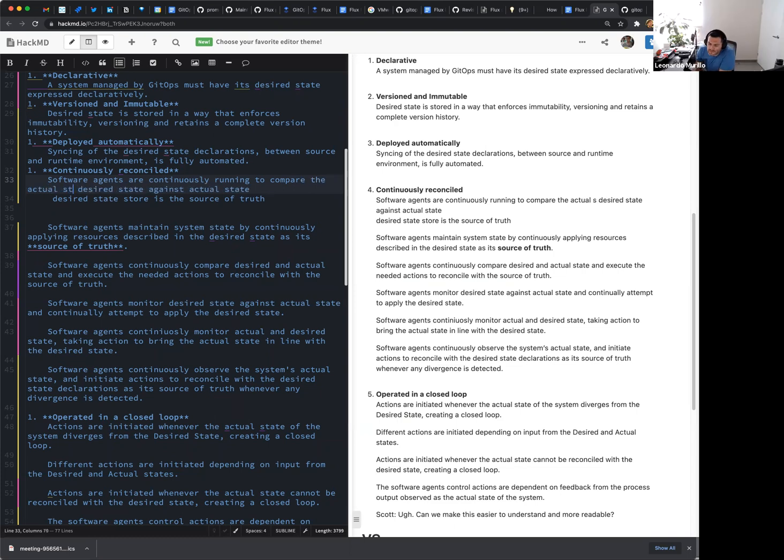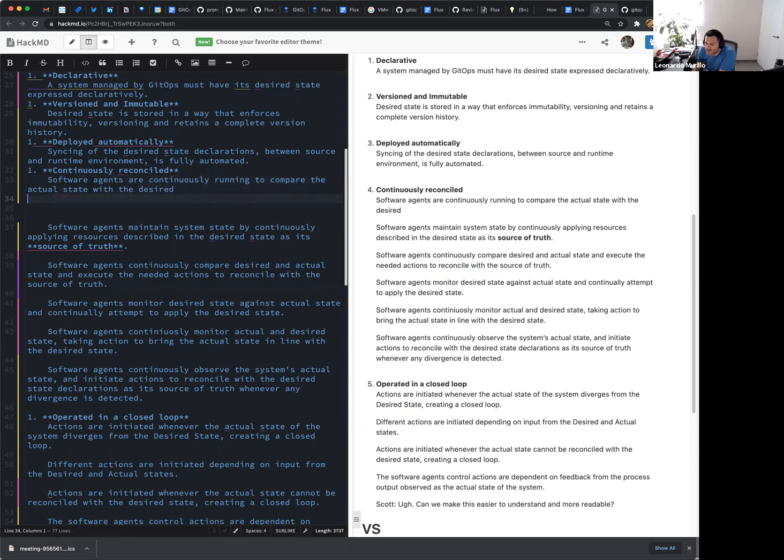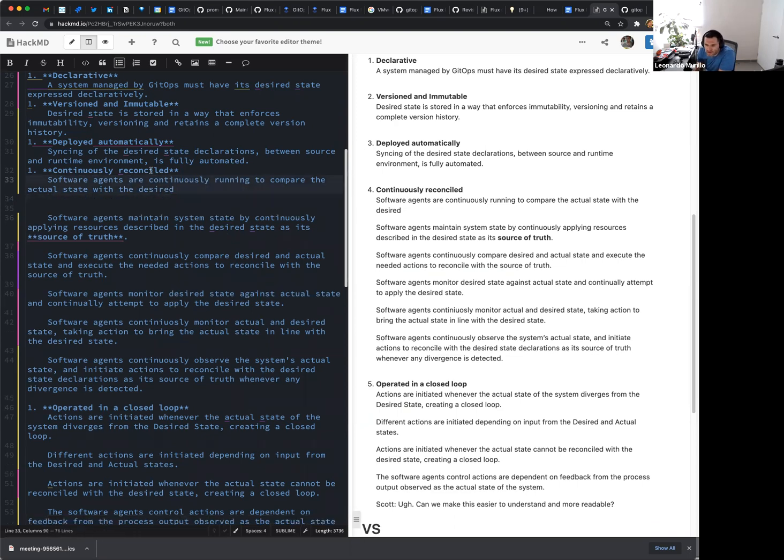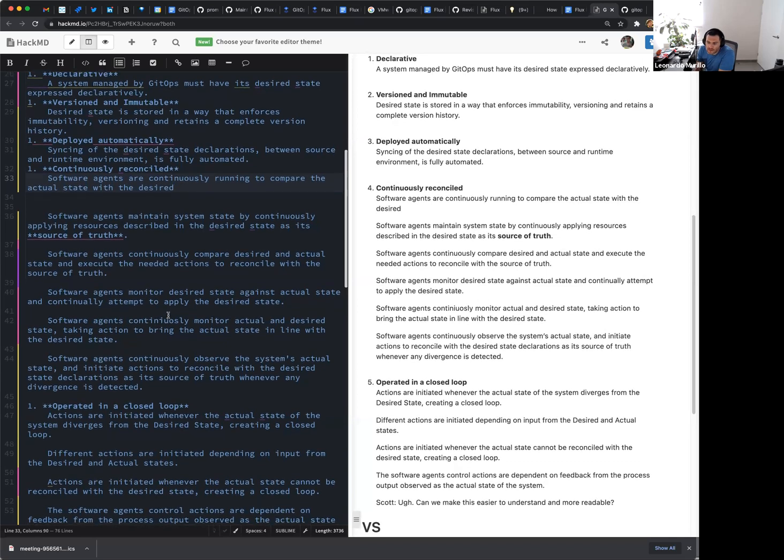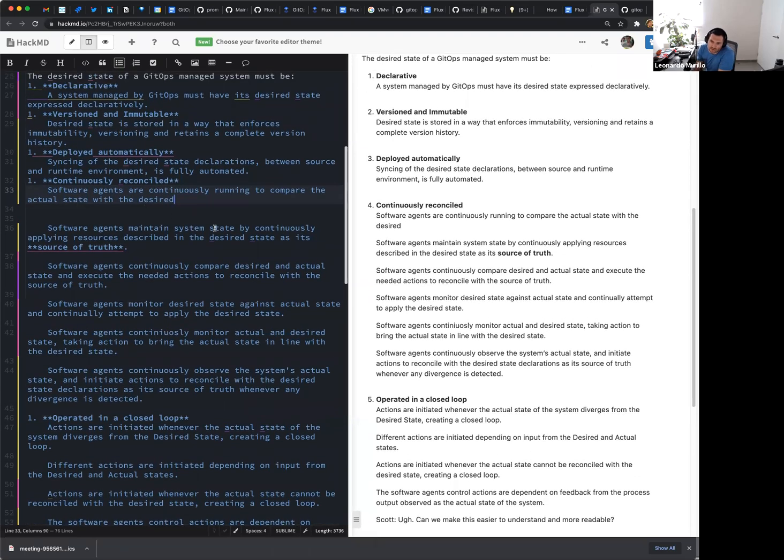But if what you're saying, Scott, is that the actual action attempts are part of the closed loop, then the principle is continuously reconciled, not continuously compared and reconciled. It means that your end state is one that is reconciled, synchronized, and consistent. It's not continuously compared.